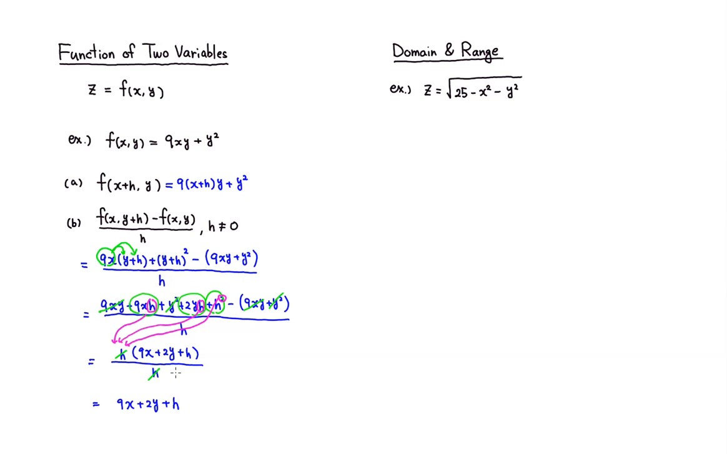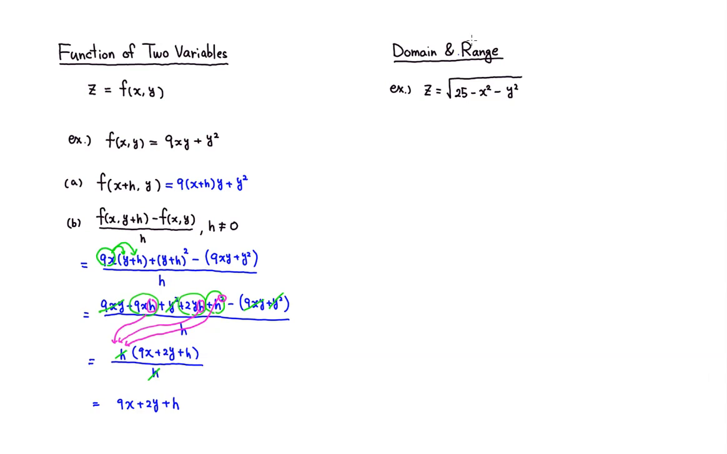So function notation works pretty much the same. It's just that you have two variables to deal with. Also, domain and range is pretty much the same, but since it depends on an x value and a y value, the domain is going to be a region instead of an interval. It's going to be a region in the xy plane. So let's look at that.